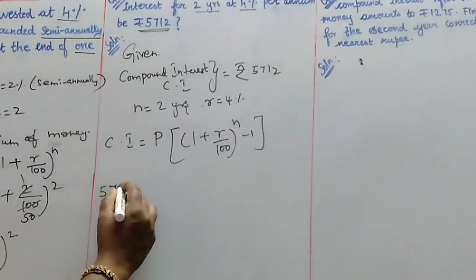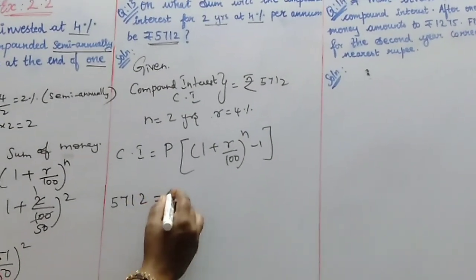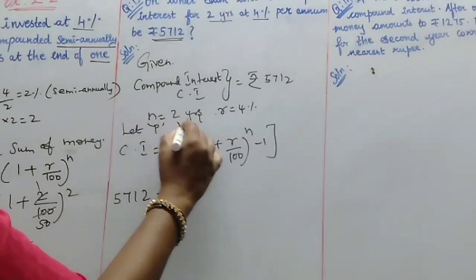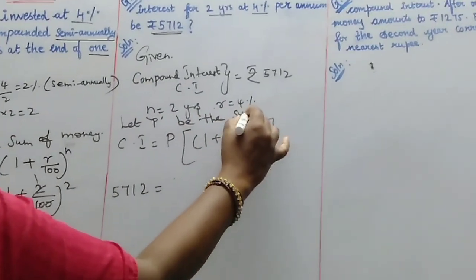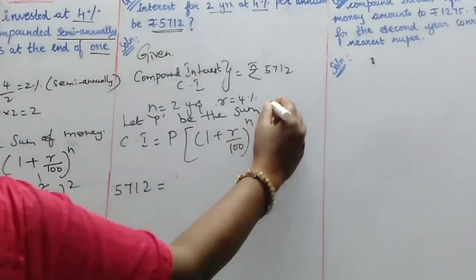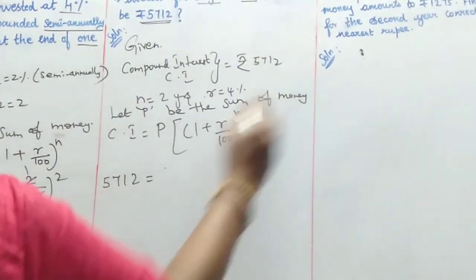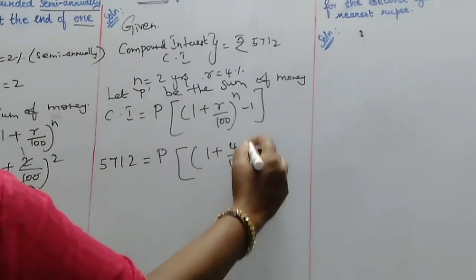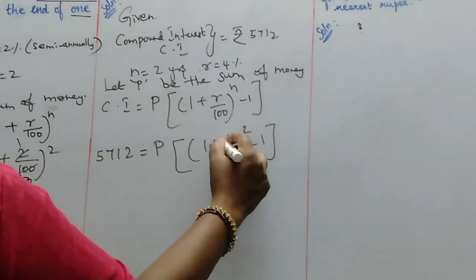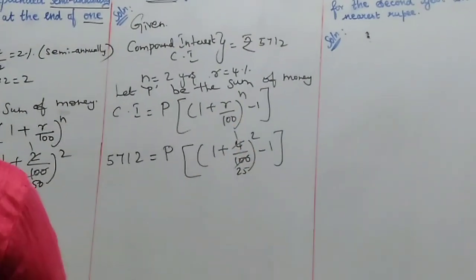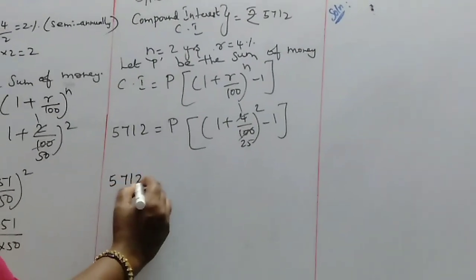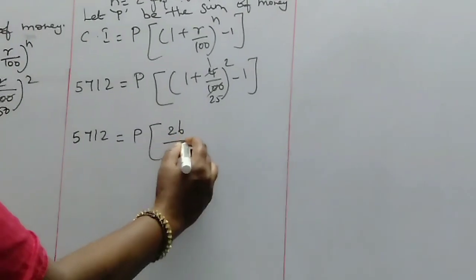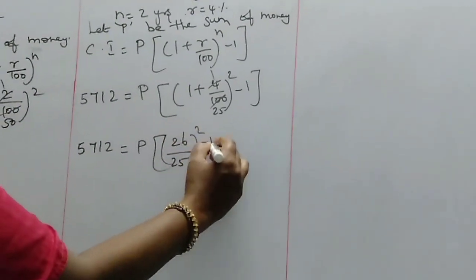Substitute the value of compound interest, that is 5712, which is equal to P, bracket 1 plus R, here 4 by 100, the whole power n, here 2, minus 1. Before that, we assume let P be the sum of money. Don't forget to assume P be the sum of money. By 4 table, this is 1 time, this is 25 times. So 5712 equal to P, bracket 25 plus 1, 26 by 25 the whole square minus 1.